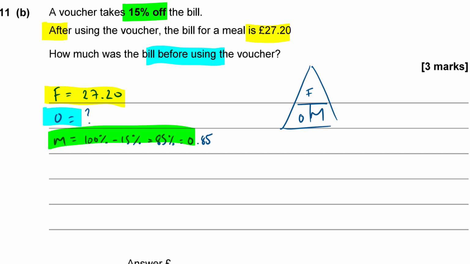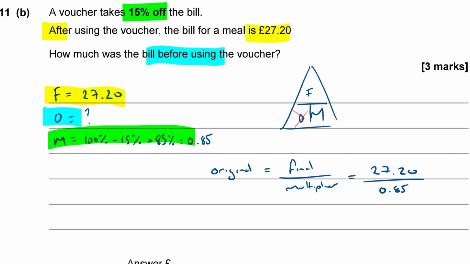So what this method does is you cover up the one you want to find, which is that one, and it's a bit like the distance, speed, time triangle, that you can use the triangle to work out what to do with the other numbers. So I'm going to be using the formula original equals final over multiplier, and that is equal to £27.20 divided by a multiplier of 0.85.